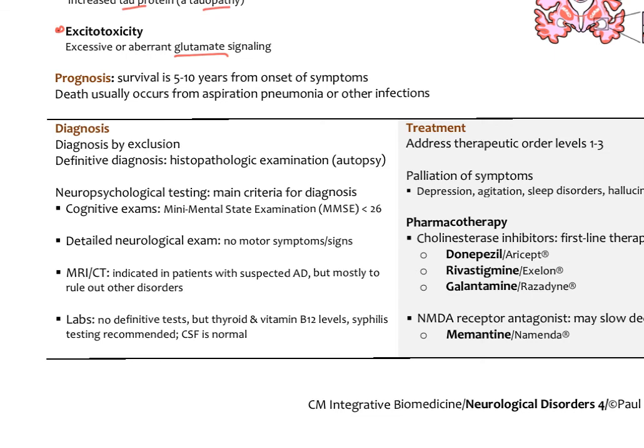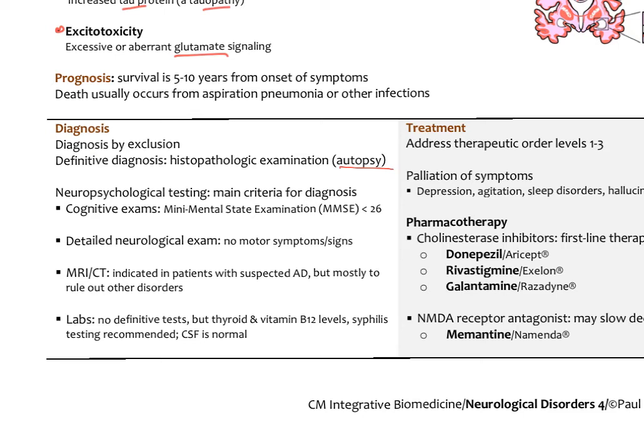The diagnosis is by exclusion. Again, there's no definitive diagnosis. That would have to be a biopsy, which really is only done at autopsy, if an autopsy is done. There is neuropsychological testing, and that's the main diagnostic criteria. So there are different cognitive exams, Mini-Mental State Exam, and so forth. There's a whole battery of tests that can be run to sort of assess a person for dementia.